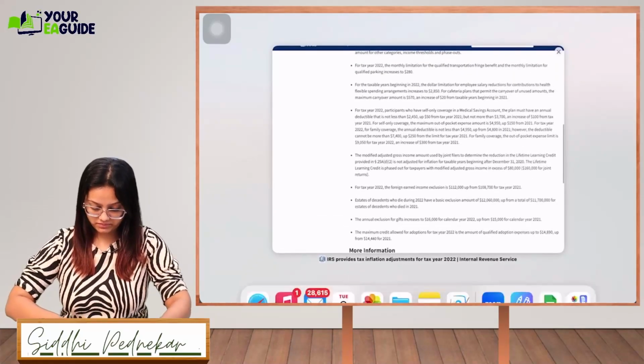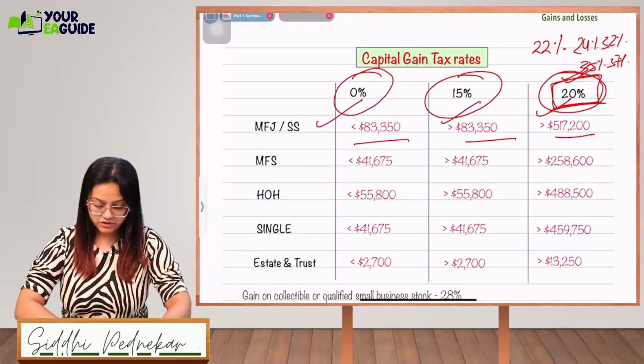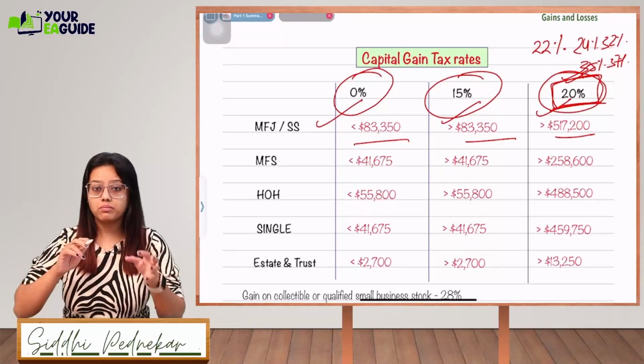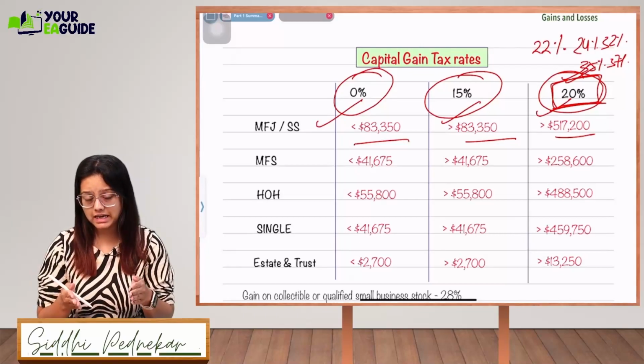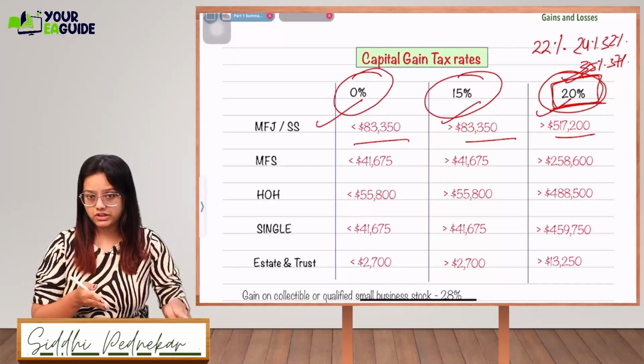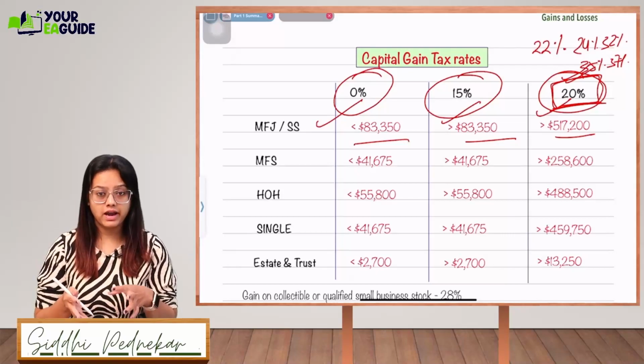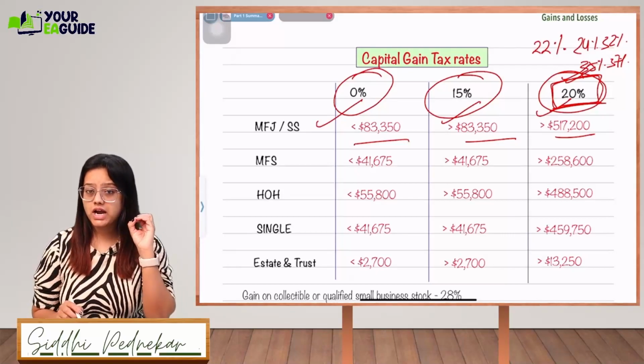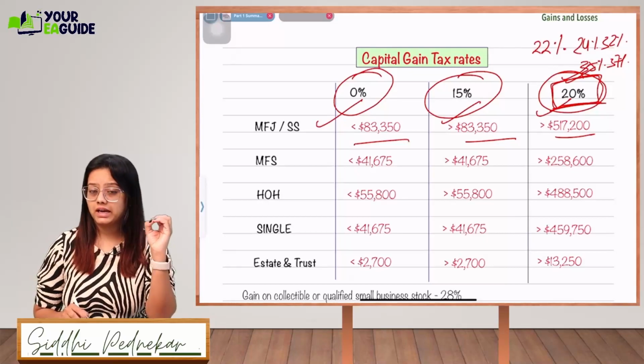It's not working. Yeah. So see, for single, if you have seen MFS, it is 41,675. So these are your marginal rates. This is what it is saying. If your taxable income is up to 83,350, up to 41,465, up to 55,800, or all these things, 0% will be chargeable for capital gain tax rate.